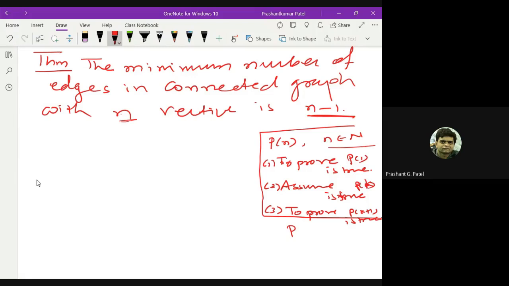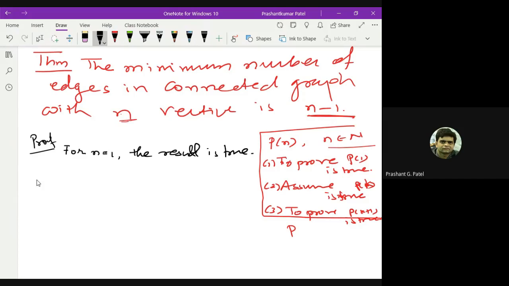What about with n vertices? So the first step is to prove that the statement is true for n equal to 1. That means P1 is true. If the graph contains 1 vertex, then how many edges will be possible? Obviously it is 0 if it has only 1 vertex. So we can write that for n equal to 1, the result is true.